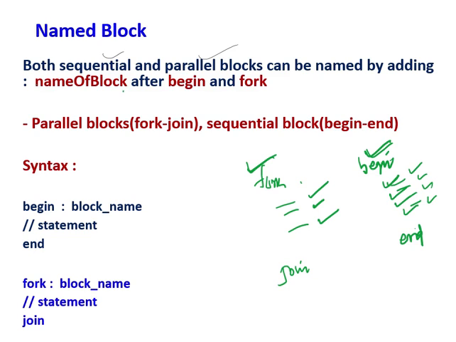For begin and end, the syntax is begin, then colon, then the name of the block. The name of the block is user defined, so whatever name you want to give, you can give. Then the statements inside begin and end. This is for begin end, which means it is a sequential block. And for a parallel block, fork and join: fork, then colon, then name of the block, then statements, then join. So this is the syntax for begin end and fork join for a named block.